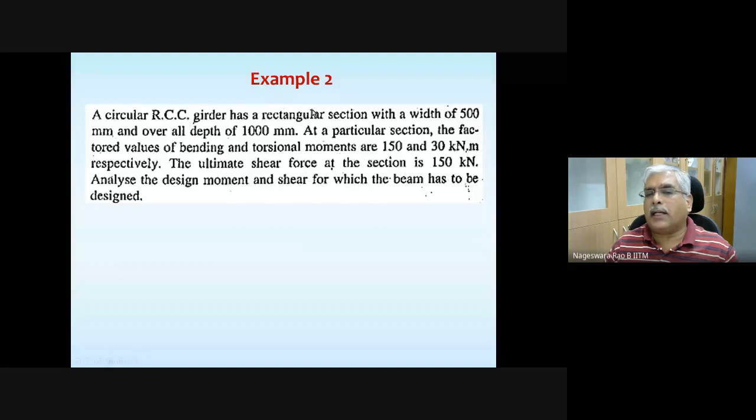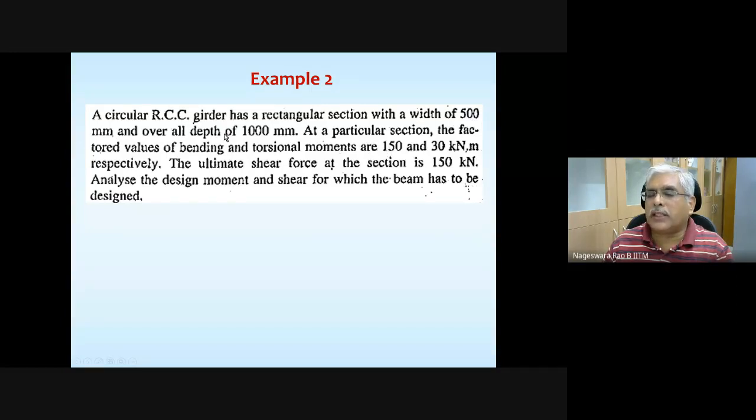Anyway, in this example, I think there is a print mistake here. It's an RC girder having a rectangular section. Width is 500 mm, overall depth is 1000 mm. At a particular section, factored values of bending and torsional moments are given, and the ultimate shear force at the section is given. Analyze the design moment and shear for which the beam has to be designed. Basically, what Professor Amlan just mentioned, calculating the equivalent bending moment, will be illustrated here.